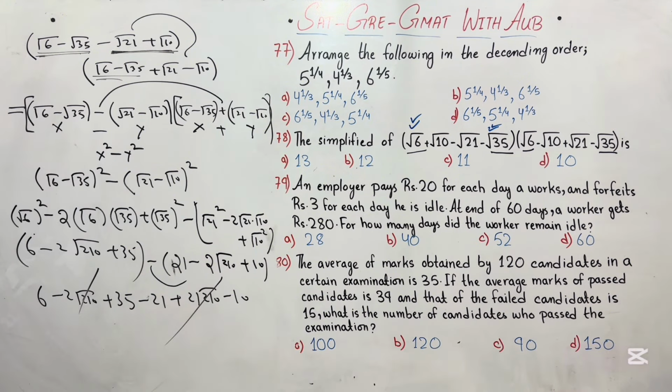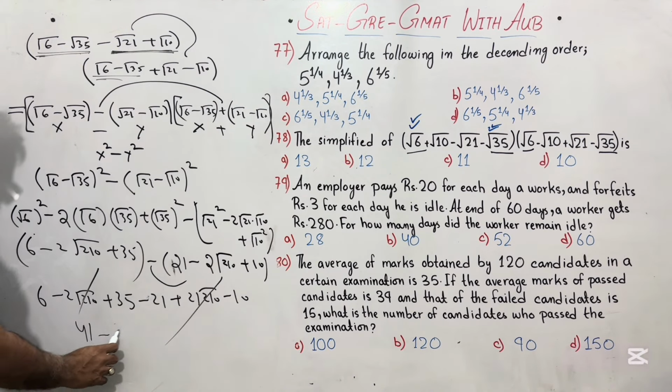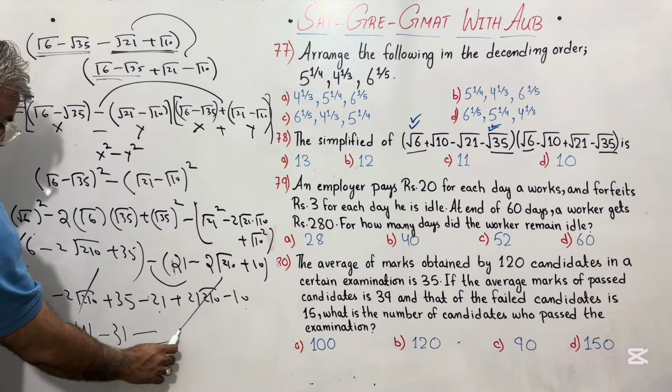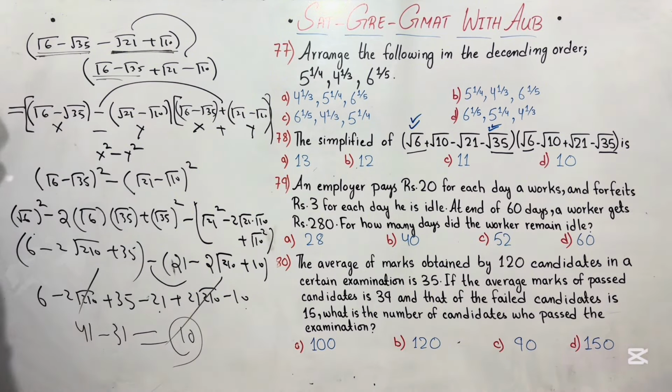Positive negative cancel out. 6 and 35 both are positive, 41, negative 21, negative 10, it will become 31. So our answer is 10. Answer is 10. Without taking much trouble, we have settled down this equation.